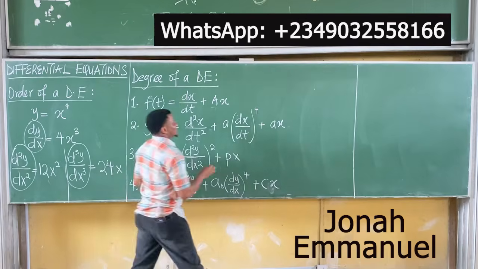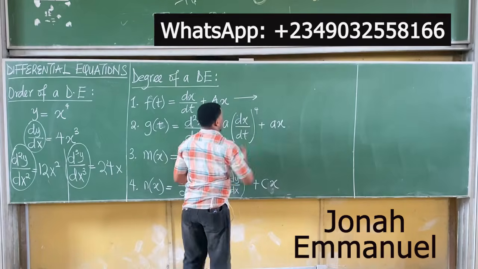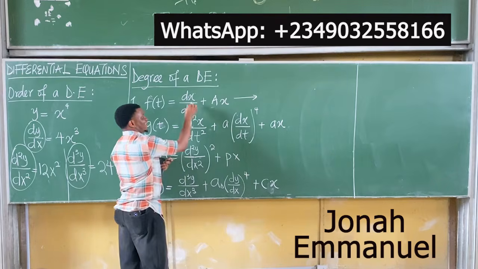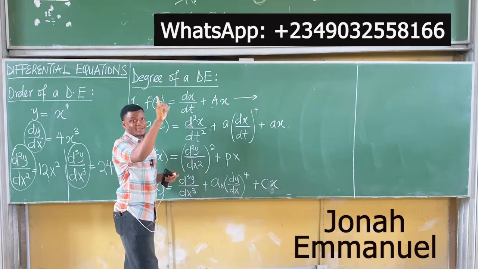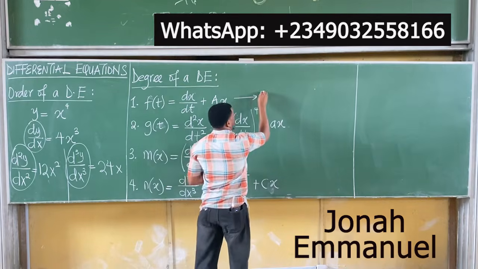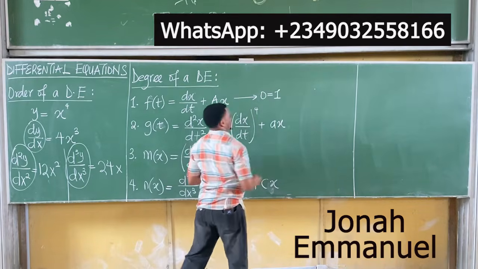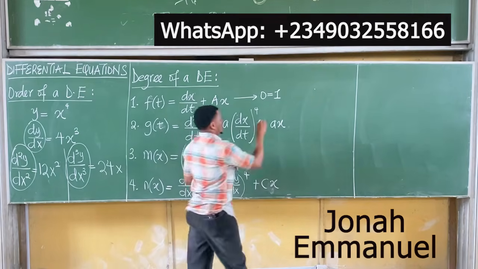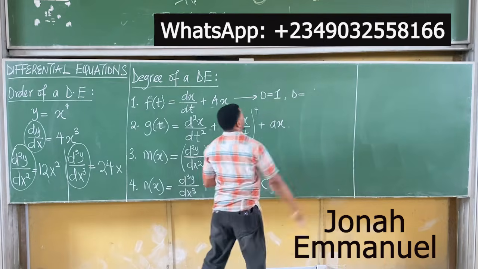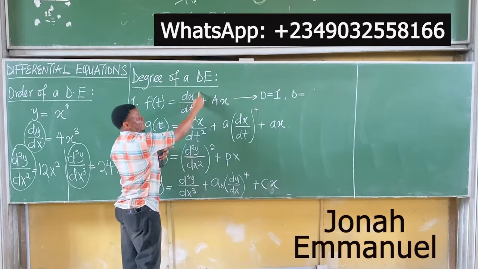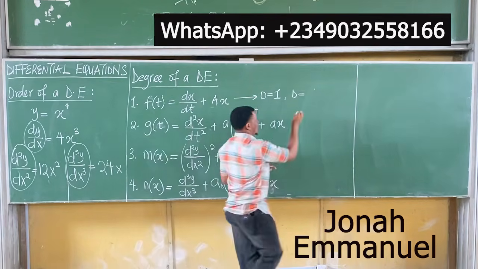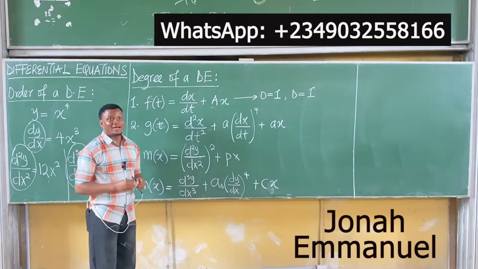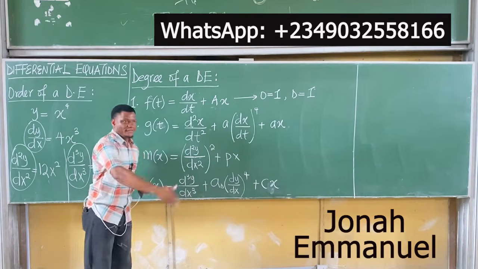Now let's start with the order for this one here. Looking at this, we can see that the highest differential coefficient is dx over dt. That's a first order. For this one here, the order is equal to 1. What's the degree? It is raised to what power here? 1. So order 1, degree 1. So this equation here is a first order, first degree differential equation.